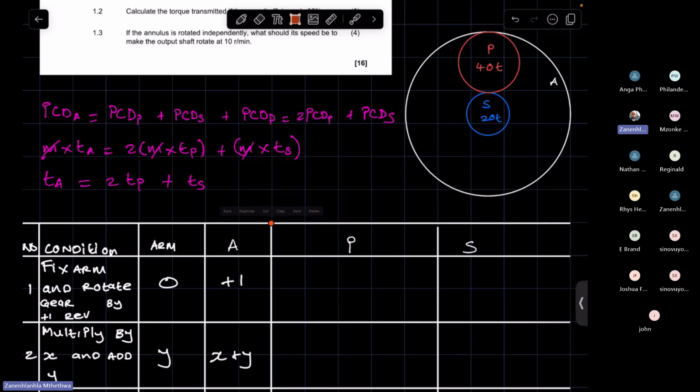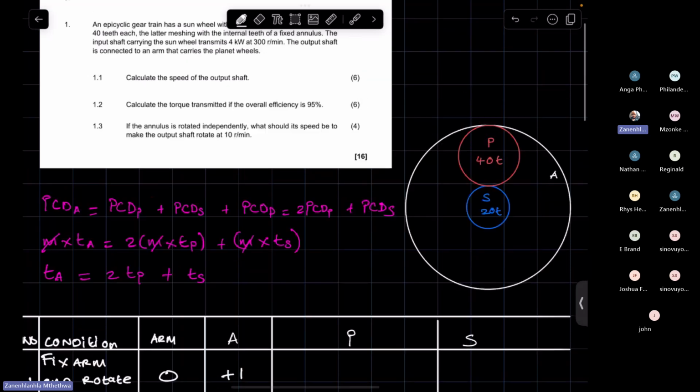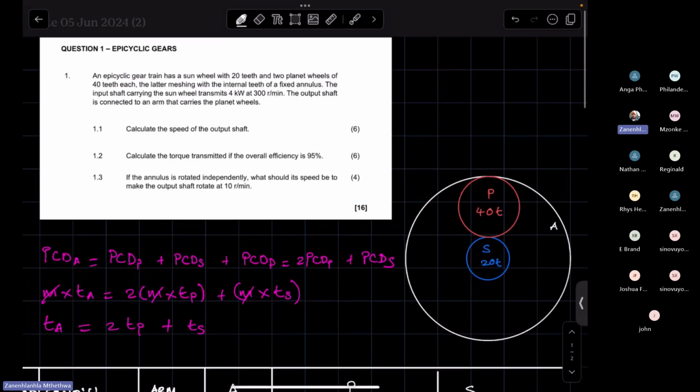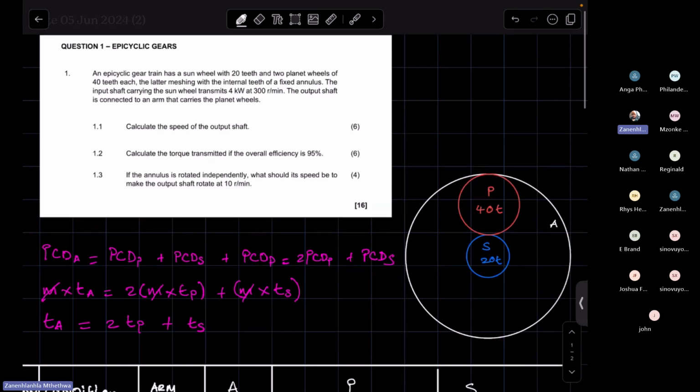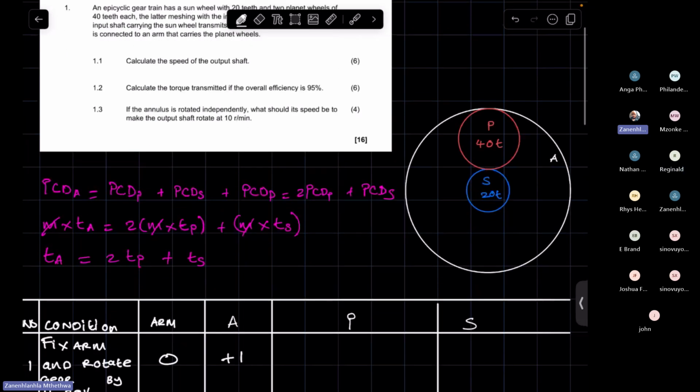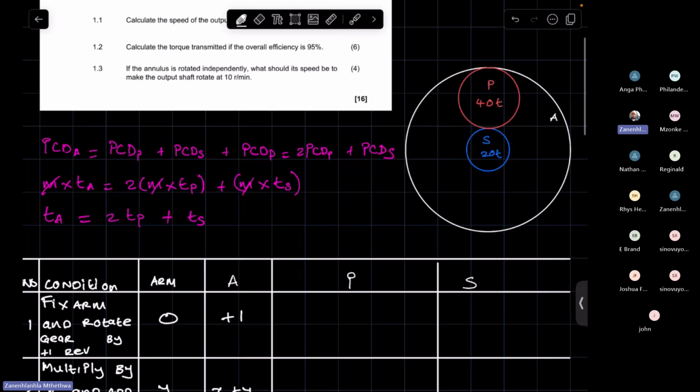Once you have your labels right, what you do next is write down the number of teeth of each of the gears. So we're going to look at the number of teeth of each of these gears. They said the sun gear has 20 teeth and the planetary gear has 40 teeth. Do we see that here? Yeah.